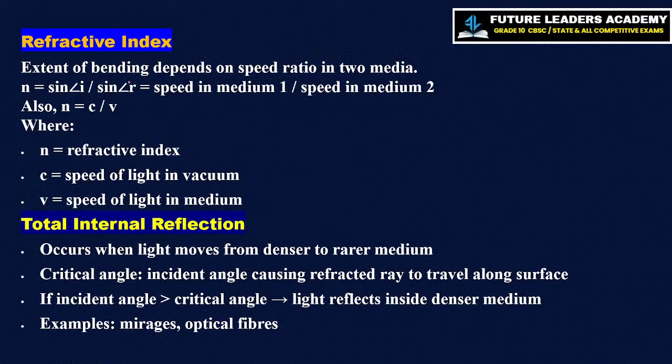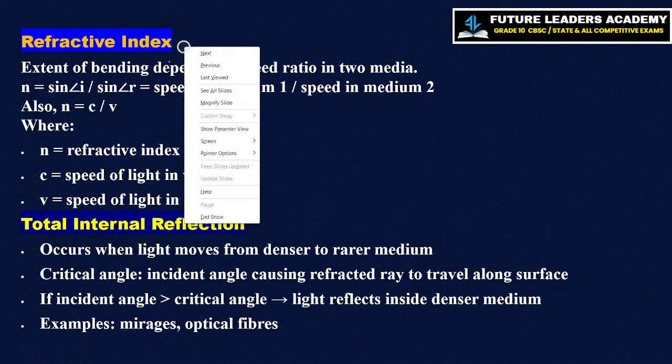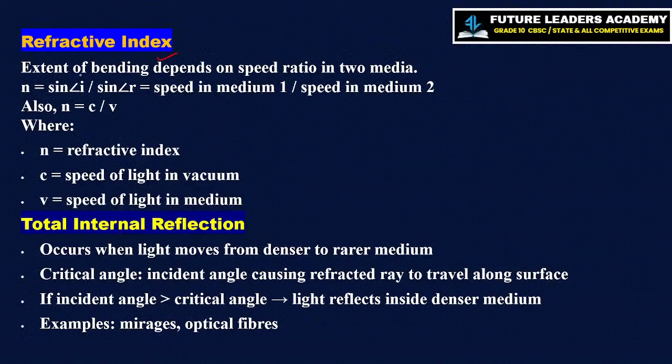Next one is refractive index. The extent of bending depends on the speed ratio in the two media. That is, n = sin i / sin r, which is equal to the speed in medium 1 divided by the speed in medium 2. It can be written as n = c / v, where c is the speed of light.